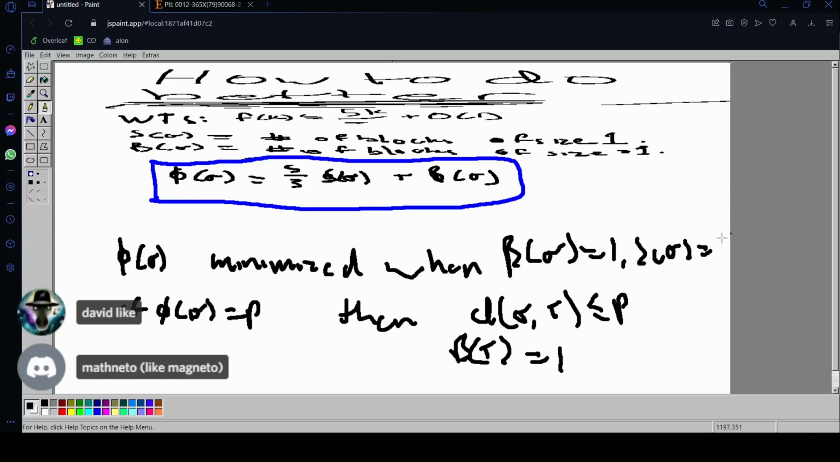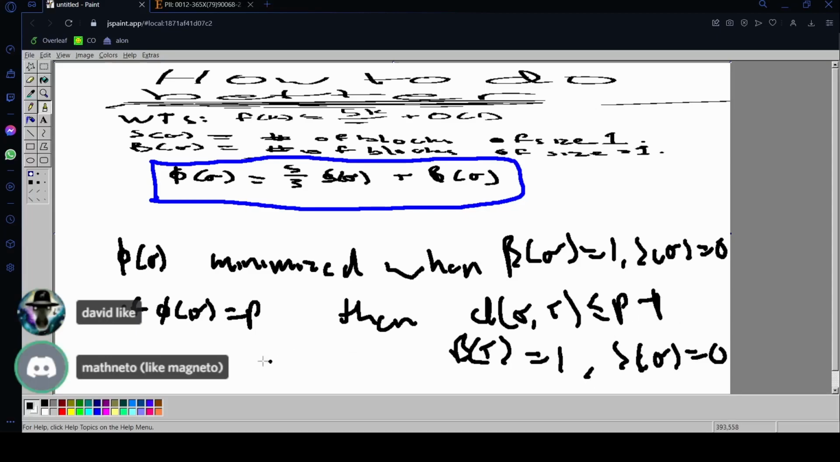And I guess the singleton count should be 0. Wait, what doesn't that mean? The distance is... oh, never mind. Or you could even say the distance is at most P minus 1. But basically this tells us that if we get some upper bound of the potential function, we can reach a single block with no singletons in P steps.